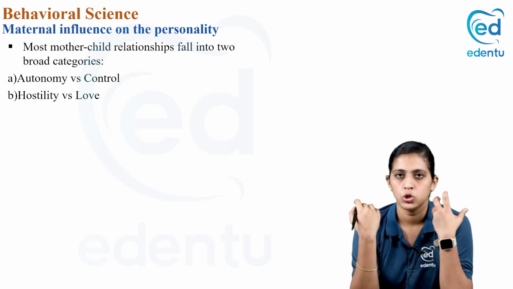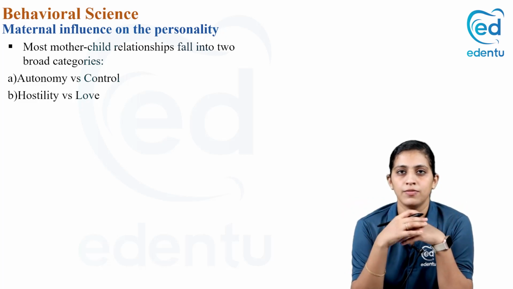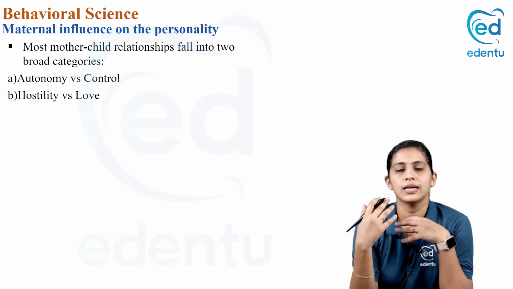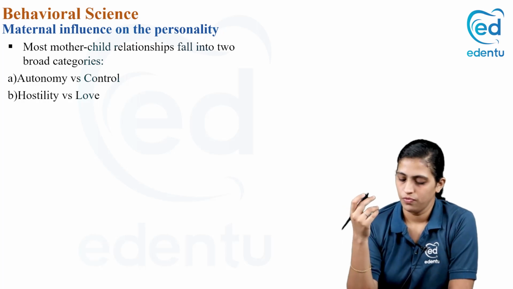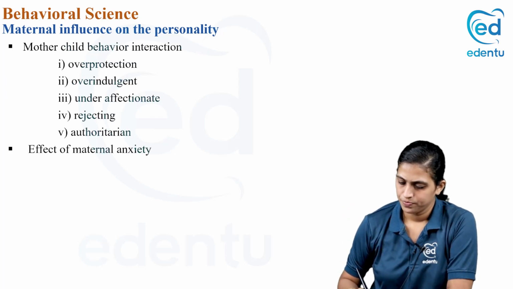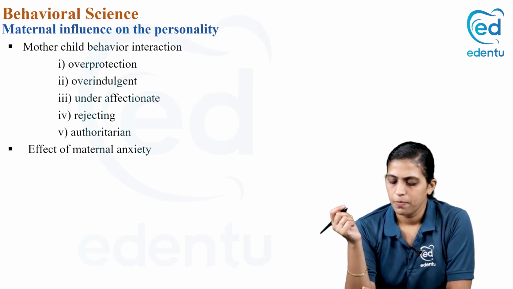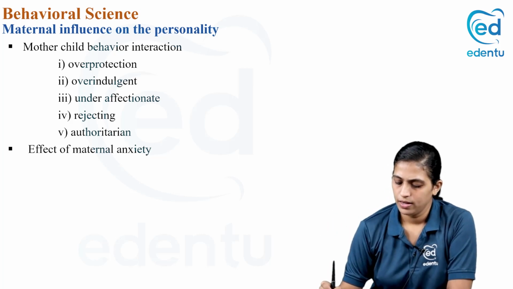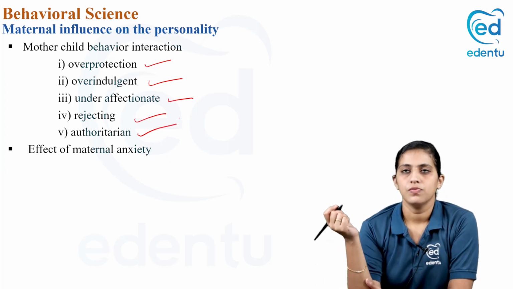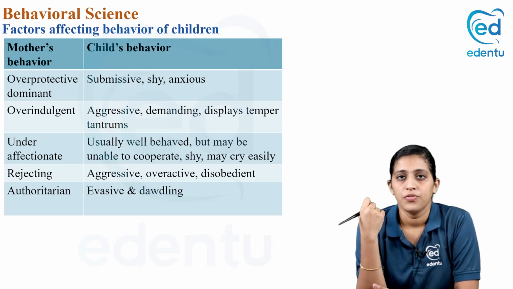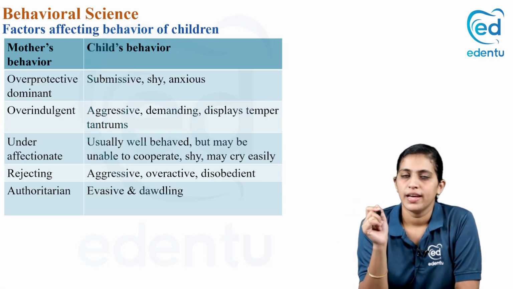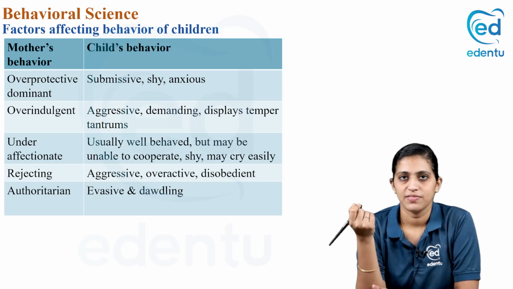Hostility is where the mother doesn't show any sort of love towards the child and more or less neglects the child. Or the other extreme is where the mother shows lots of love to the child. So the mother-child behavior interactions are mainly seen as overprotection, overindulgent, under-affectionate, rejecting, or authoritarian. Also, we can look into the effect of maternal anxiety. Now, looking into the effect of the mother's behavior, which directly or indirectly affects the child's behavior.